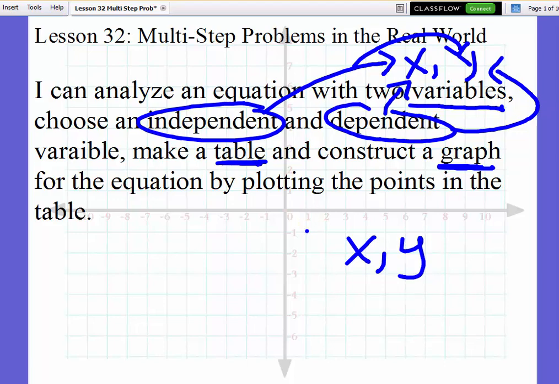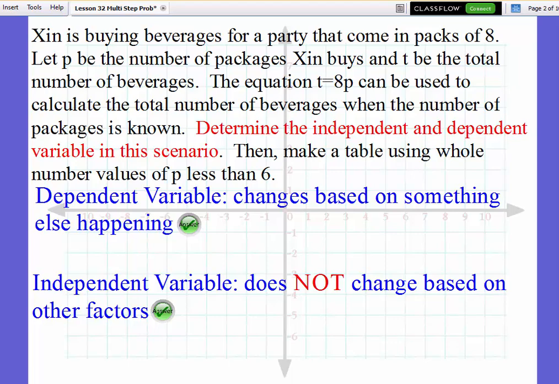Alright, so let's begin. Our first problem is Zin is buying beverages for a party that come in packs of 8. Let P be the number of packages Zin buys and T be the total number of beverages. The equation T equals 8P can be used to calculate the number of beverages when the number of packages is known. Determine the independent and dependent variables in this scenario. Then, make a table using number values of P less than 6.